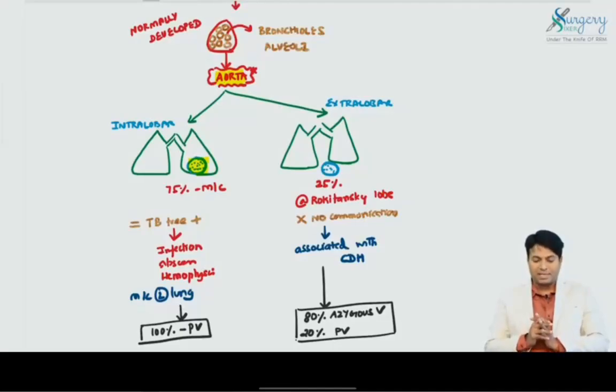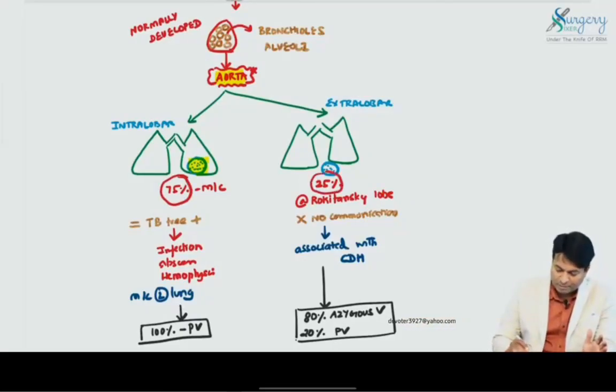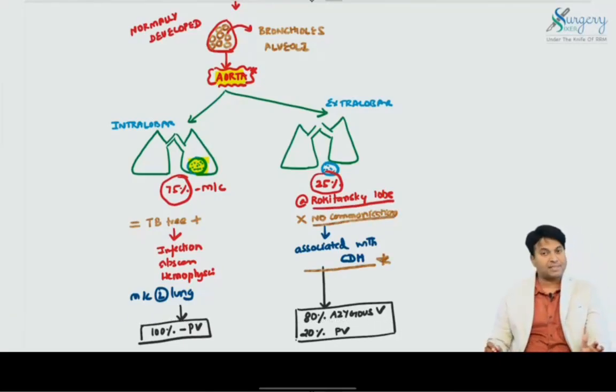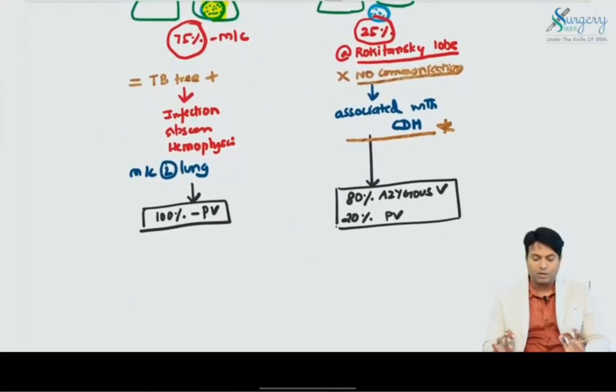Intralobar and extralobar sequestration have already been asked in the exam. Intralobar sequestration is most common, 75% of the time. Extralobar is only 25%. It is associated with Rokitansky lobe, and no communication is seen. It is associated with congenital diaphragmatic hernias. The drainage is 80% of the time into the azygous vein rather than the pulmonary vein in extralobar, whereas in intralobar it is 100% into the pulmonary vein. Okay.